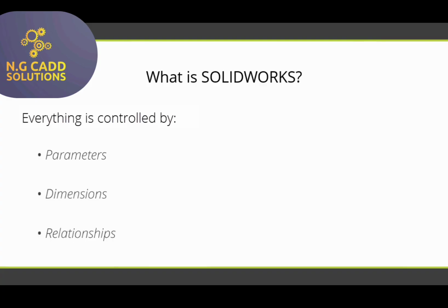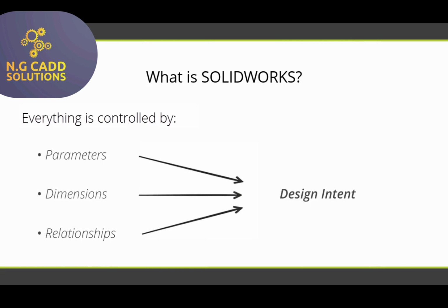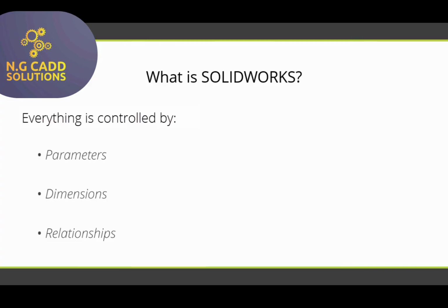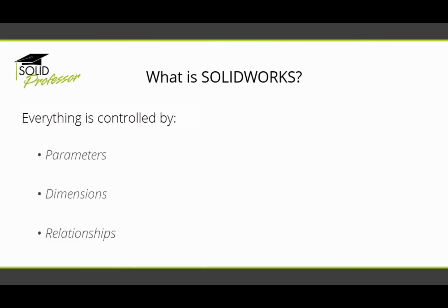The parameters and relationships you set up allow you to have control as a designer over something called design intent. The term design intent basically describes the way your design will behave depending on the way you design it. By using parameters and relationships, this gives you ultimate control over the model.